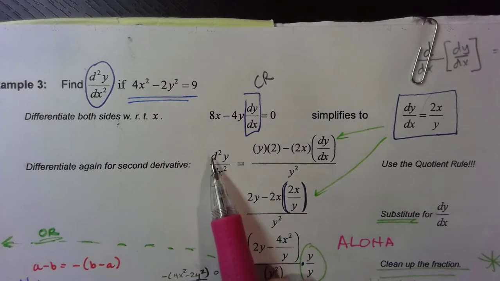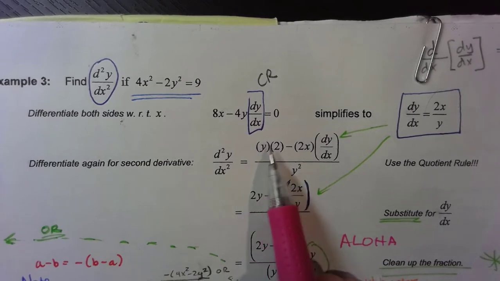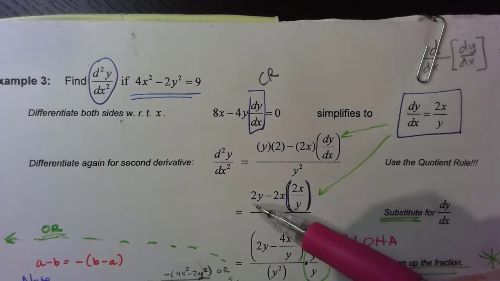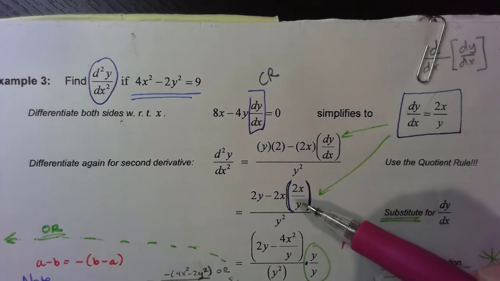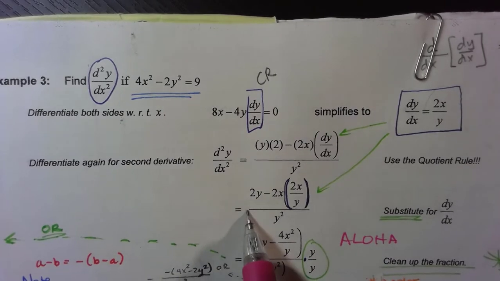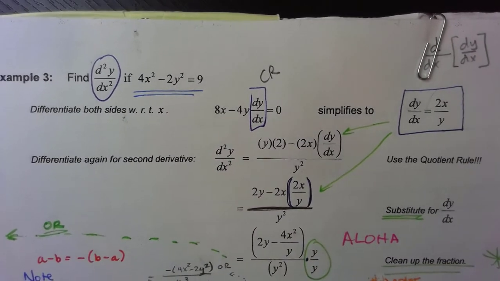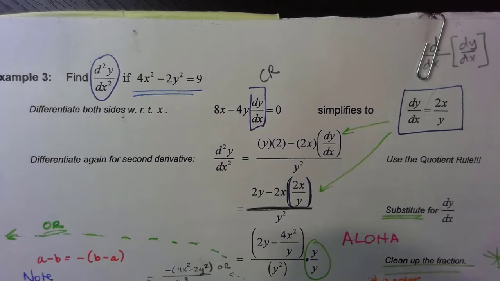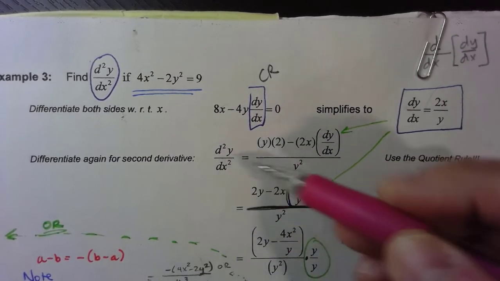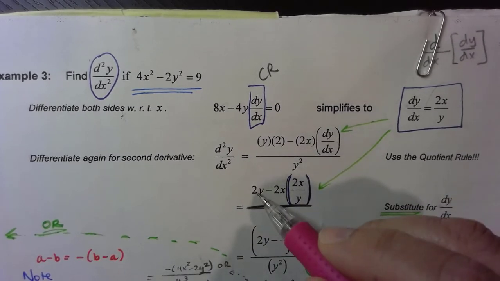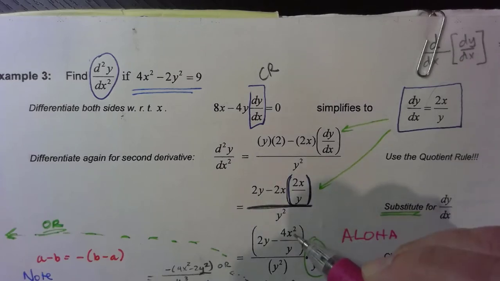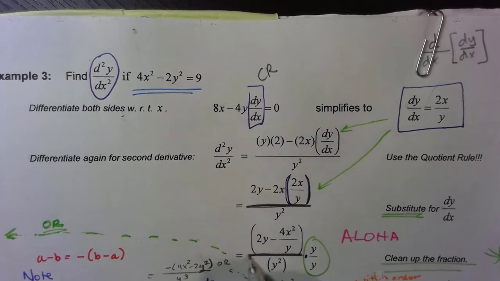Notice the notation, d squared y, the second derivative of y with respect to x. Okay? And let's simplify this a little bit. This gives us 2y minus 2x, and dy/dx was 2x over y, all of this over y squared. Now that looks pretty ugly, but we at least have the second derivative in terms of x and y. Well, if I have 2y minus 2x times 2x over y, this is really 2y minus 4x squared over y. All of that is still over y squared.